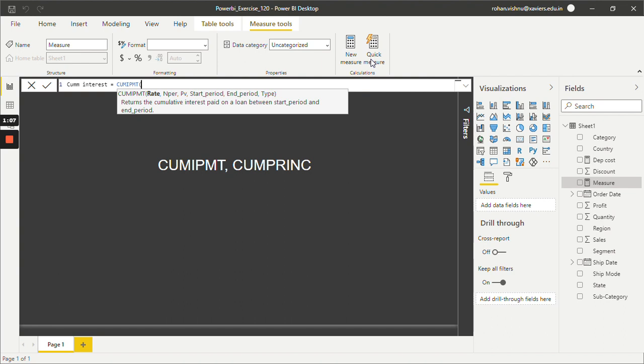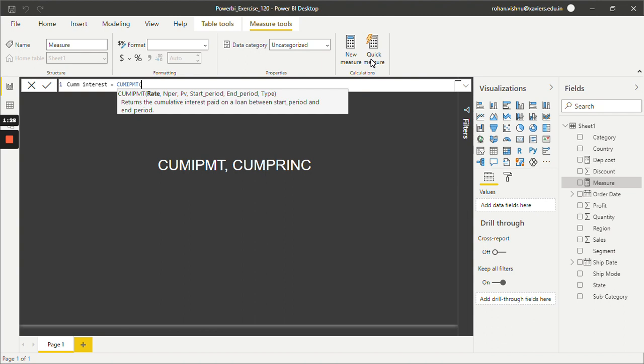The first one is rate, which is the interest rate. The second one is NPER, the total number of payment periods. The third one is PV, the present value. The next one is start period, the first period in the calculation. It must be between 1 and the end period.